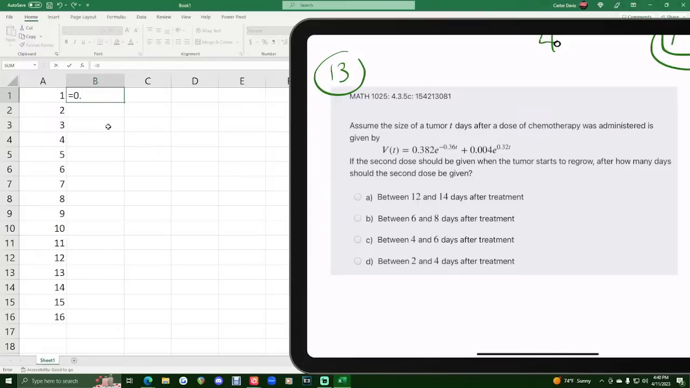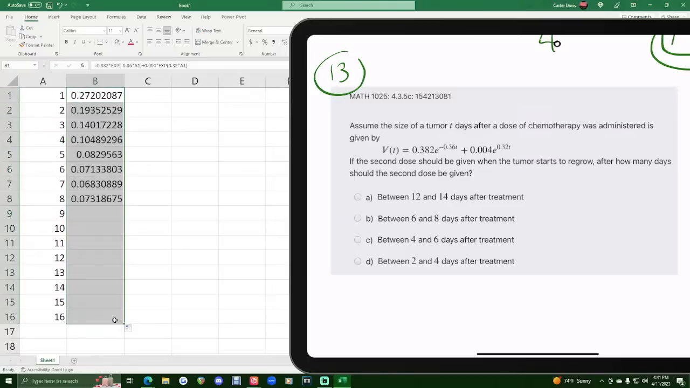So 0.382 times e, which is exp, so times exp of negative 0.36 times t, or A1, close that, and then add 0.004 times exp of 0.32 times t. All right, close that, drag this down.